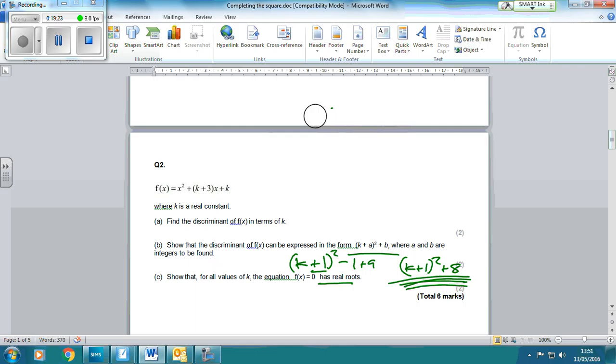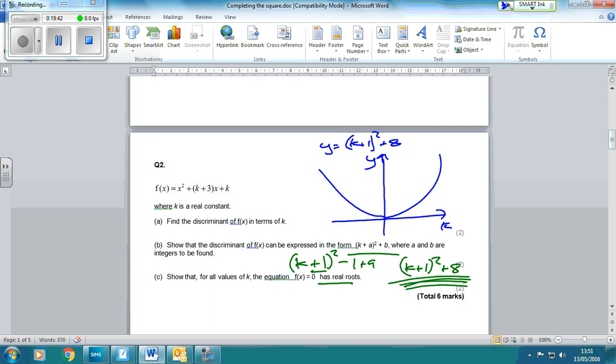done so many times up until now, let's try and sketch this and show that all the y values will always be positive. So if we're going to do y equals (k plus 1) squared plus 8, then y equals k squared, again, will look like this. Plus 1 means it's going to move over to the left by 1. Then we're going to add 8. So if we then move up by 8, we're going to get this here, where the minimum is (minus 1, 8).